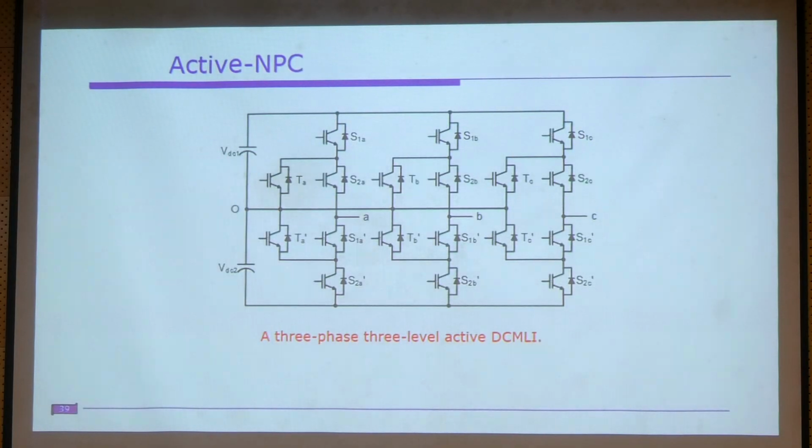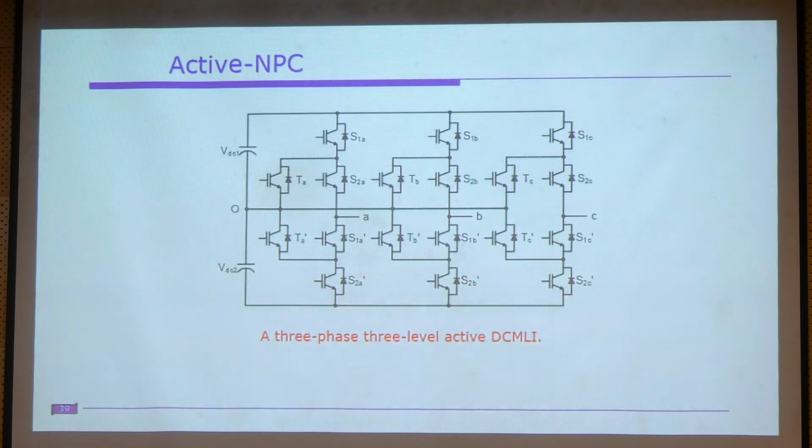As we discussed, this diode clamp has so many drawbacks. One way to overcome the drawbacks, as we discussed, is adding some auxiliary circuit, and this is another way to achieve it. If you observe, the clamping diodes are replaced with switches. This is known as the active neutral point clamped inverter.